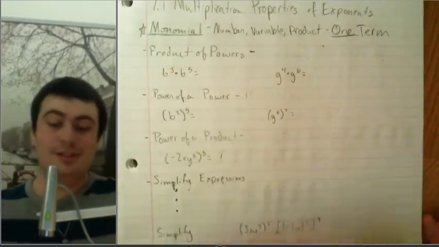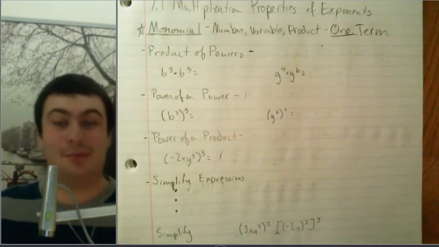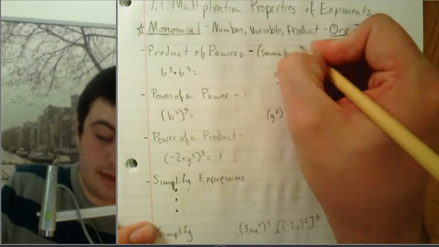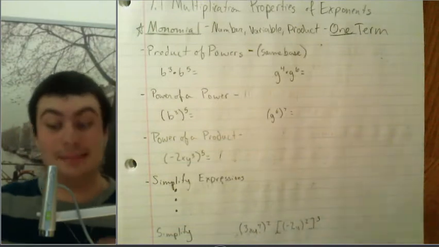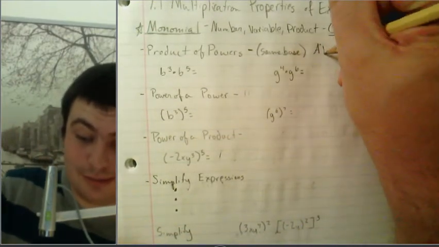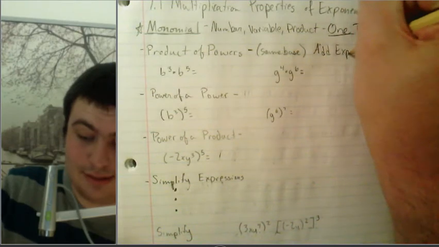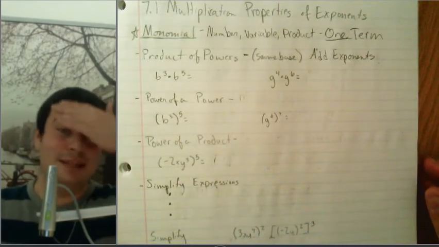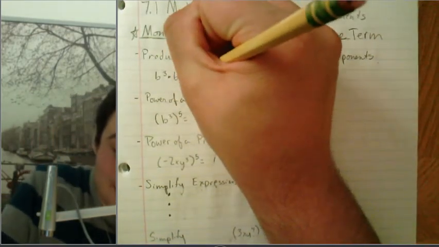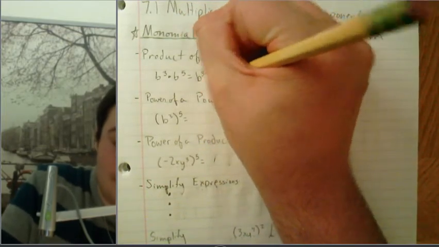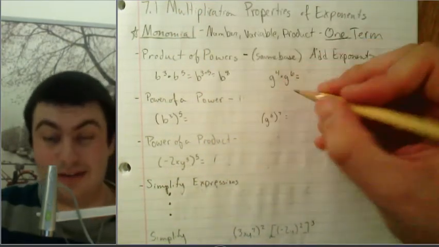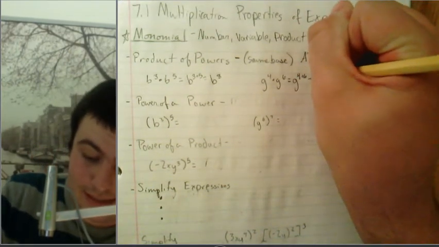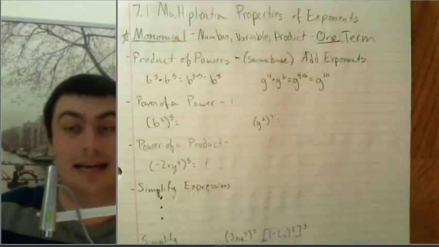So a couple of rules about multiplying with exponents. If we have the product of powers, that means that when we have the same base, multiplying the same base by each other with exponents, when you multiply, you add the exponents together. So for example, if we had b cubed times b to the fifth, that's like saying b to the 3 plus 5, also known as b to the 8th. If we have g to the 4th times g to the 6th, that's like having g to the 4 plus 6, also known as g to the 10th.